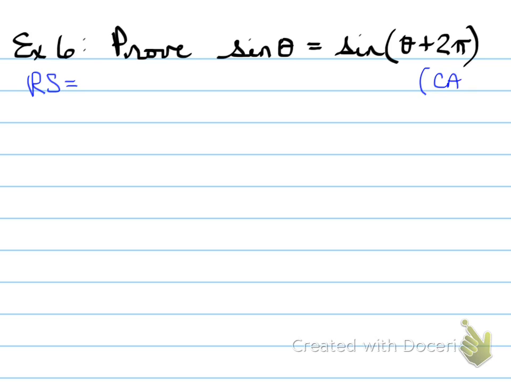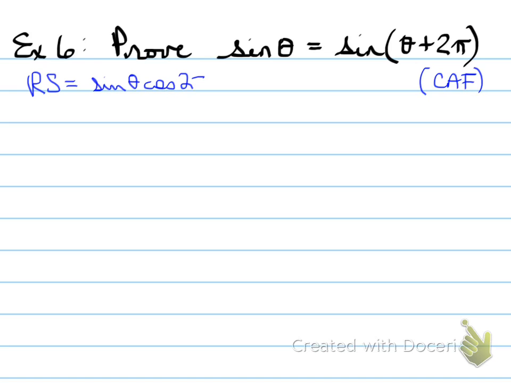Let's move forwards. Example number 6. You're asked to prove sine theta is equal to sine of theta plus 2 pi. Why? Well, think about it. This is going to be true always because when I add 2 pi, I'm adding the next period. But we have to prove this using the CAF rule. So let's prove this using the CAF rule.